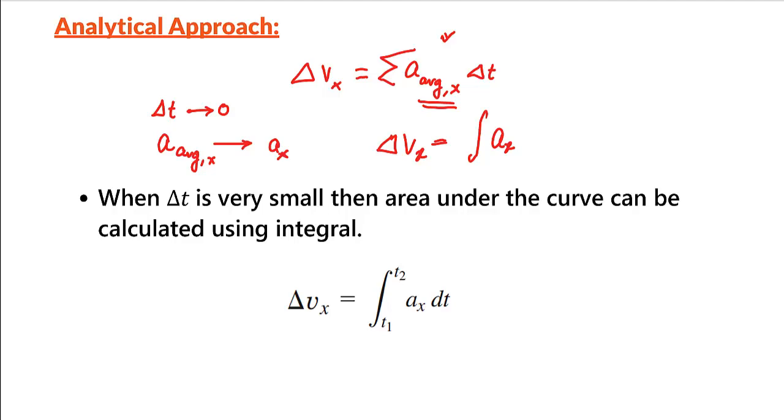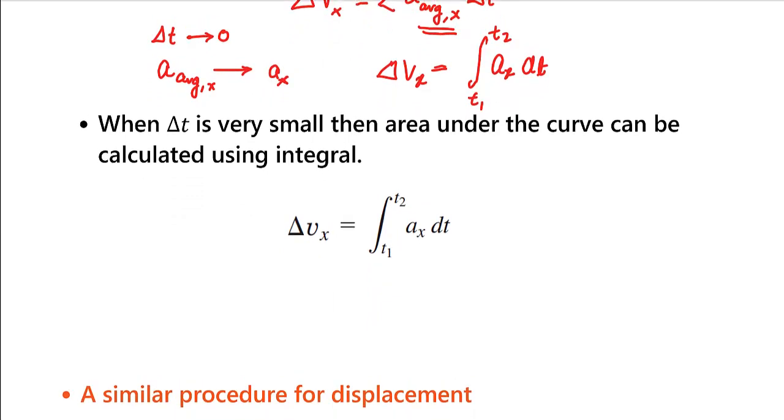And the time delta t, since this is very small, becomes dt. So I have to integrate ax with respect to t, between time t1 and time t2. That will give me the change in velocity from time t1 to t2. So that is what we have here. When delta t is very small, the area under the curve can be calculated using the integral.